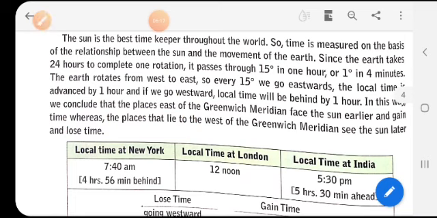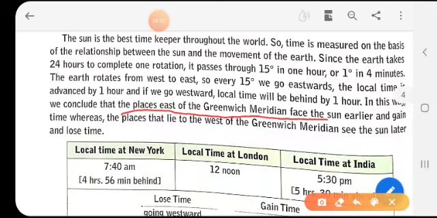In this way, we conclude that the places east of the Greenwich meridian face the sun earlier. So, what is the conclusion? The places east of Greenwich meridian face the sun earlier since the sun rises in the east. So, east of Greenwich meridian will face the sun first, and this will result in a gain of time. That means they will gain time.